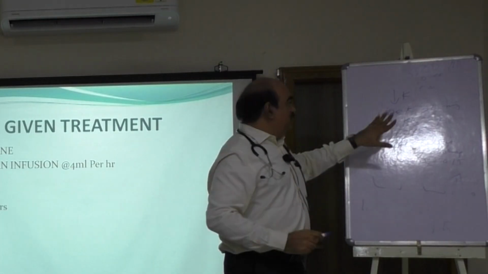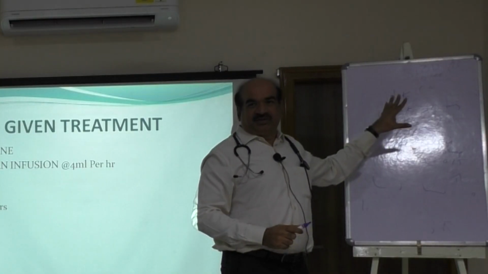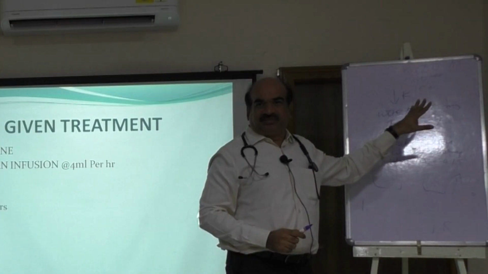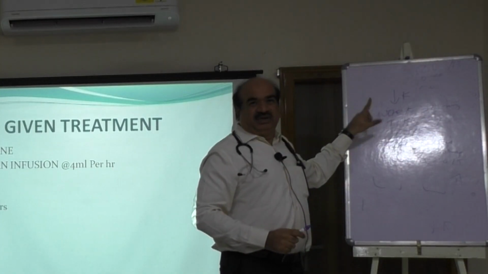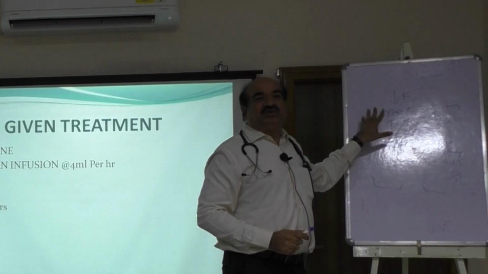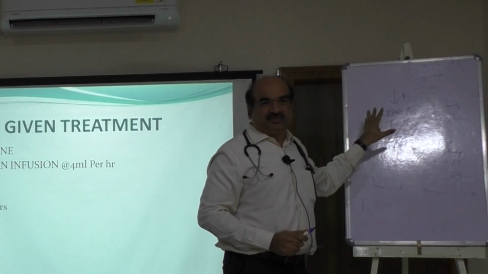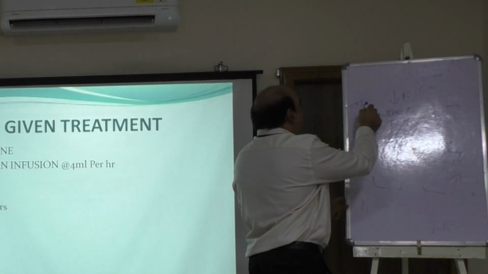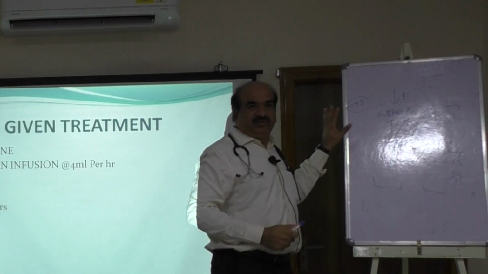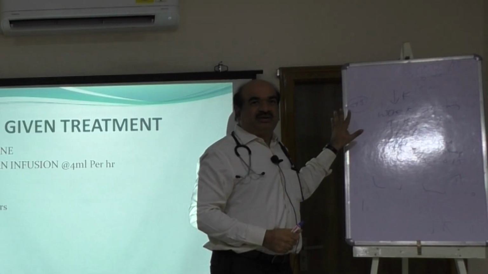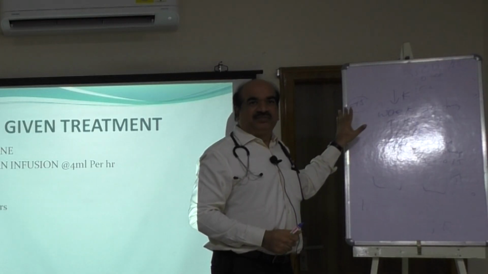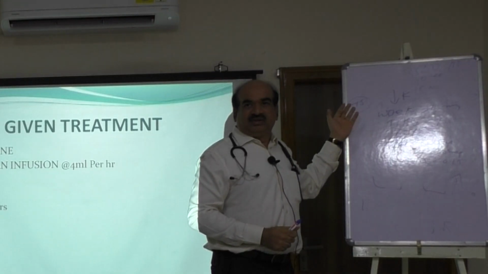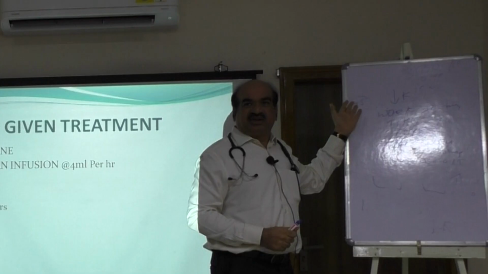Hypokalemia, urine potassium more than 15, so there is renal potassium secretion. So in a hypokalemia case, the next step is we should check spot urine potassium. If spot urine potassium is less than 15, if urine potassium is low, what does it indicate? Urine potassium low means extrarenal loss.